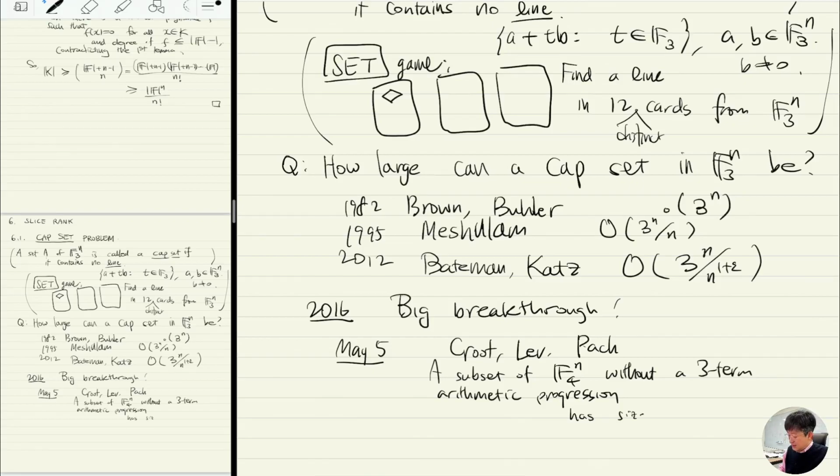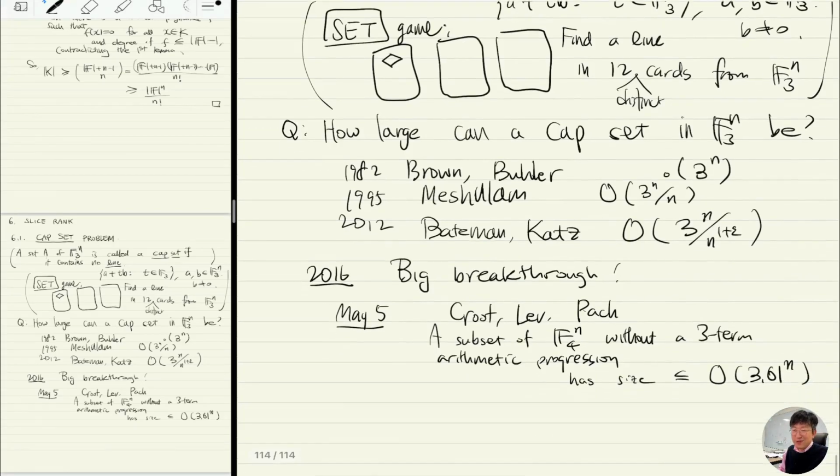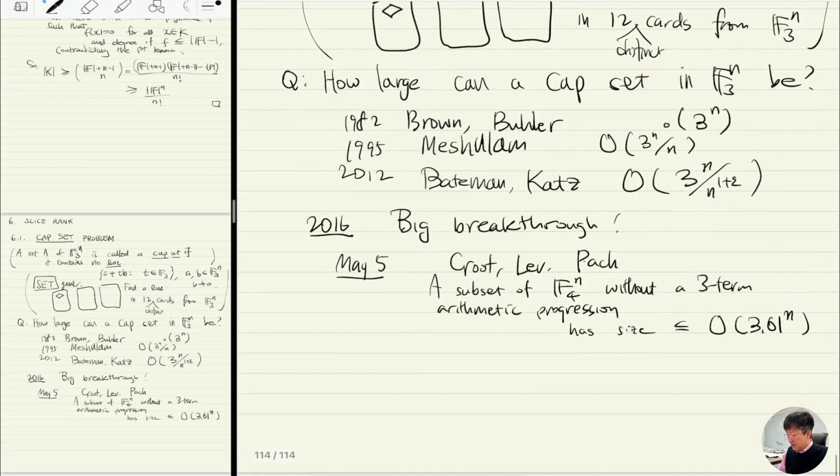Has size at most big O of 3.61 to the n. So it's an improvement over 4 to the n. Now, this was not about F3 to the n, but soon. So this was only on arXiv.